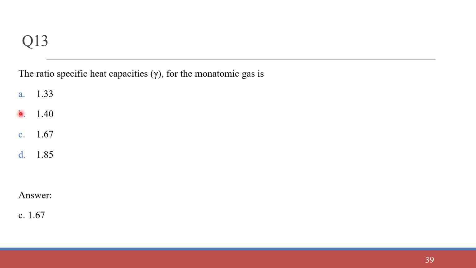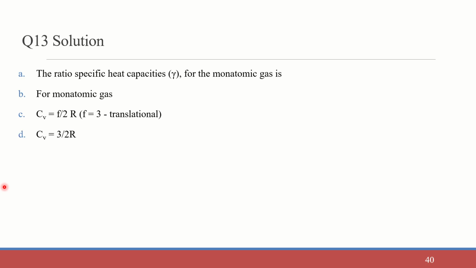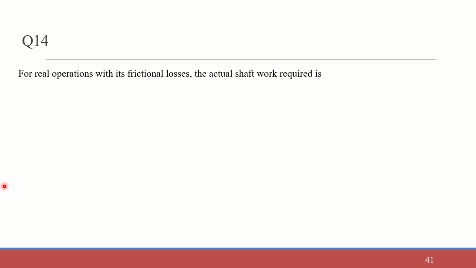That is how we are getting the answer as 1.67. The ratio of specific heat capacities for a monoatomic gas is 1.67. I hope it is clear. Now we will see question 14.